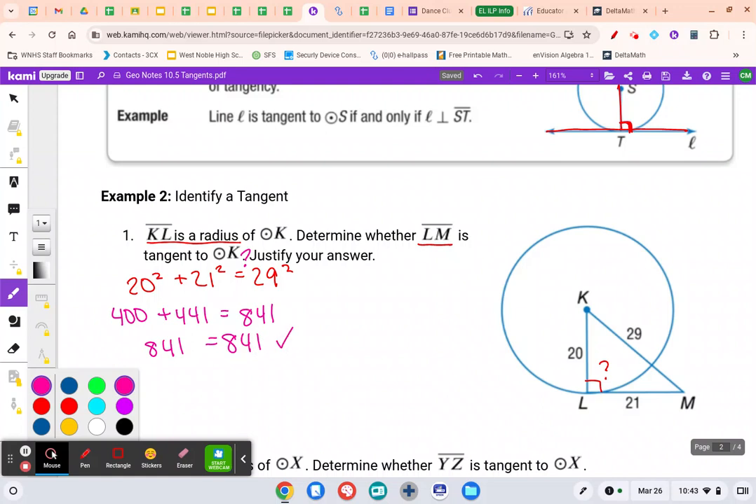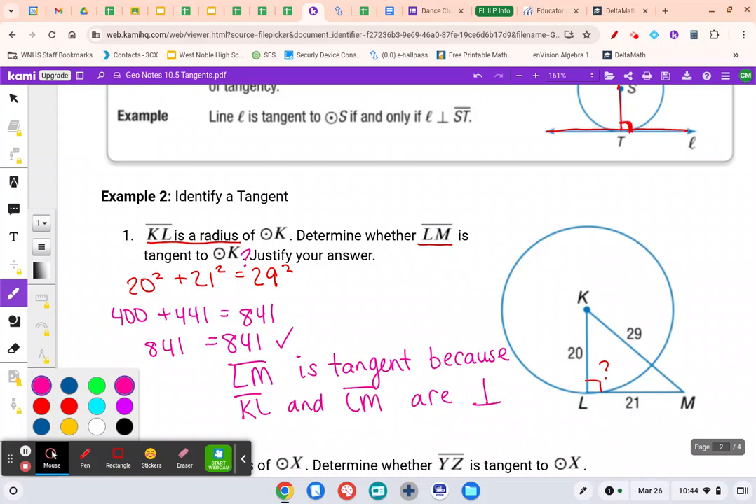So this checks out, making LM tangent because segment KL and LM are perpendicular. Reminder, an upside down T is perpendicular. And this is theorem 10.10 for our justification. That's what we used. If you didn't remember, that means perpendicular.